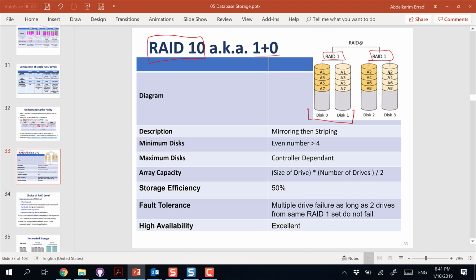So in here I can afford to lose 1 drive on each side, and I will still be fine. I hope that I won't lose 2 drives in one set. Then it will be a big problem. So you can combine. You can also do RAID 0+1, which means you do striping, then mirroring. So you can have those configurations.